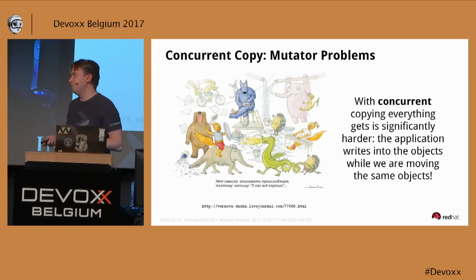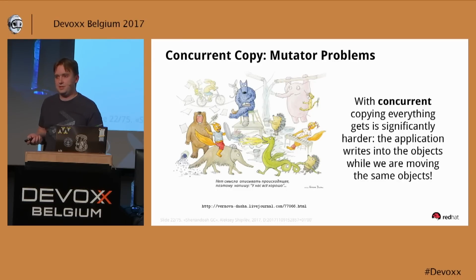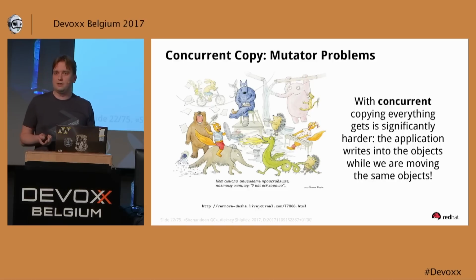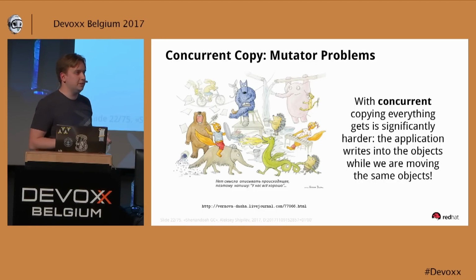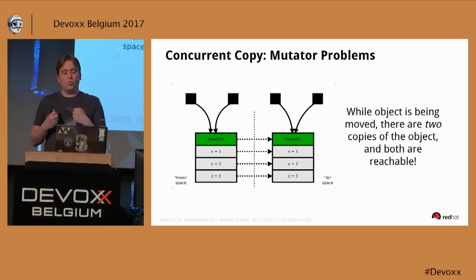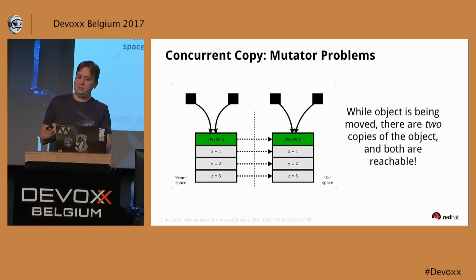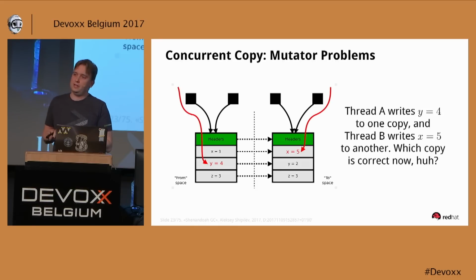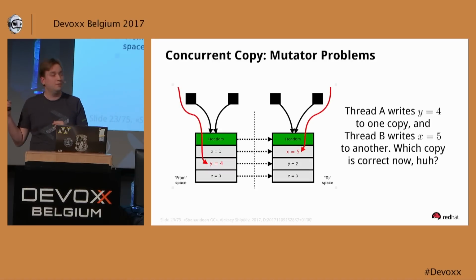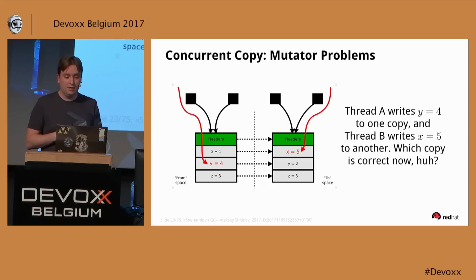With concurrent copy, it gets interesting, because the application is now writing into the objects that we are trying to copy. So what do you do then? Before you understand what to do, let's see the failure scenario, what could go wrong. The problem is, while the object is being moved, there are 2 copies of the same logical object, and both of these copies are reachable, which means that one thread could write into one field of one copy, and another thread could write into the field of the other copy. So suppose this happened. Which copy do you think is correct?